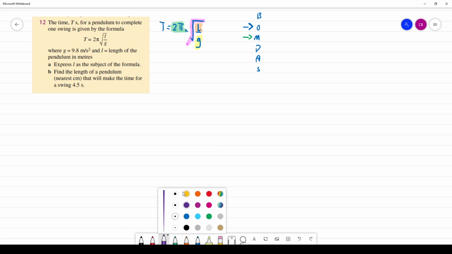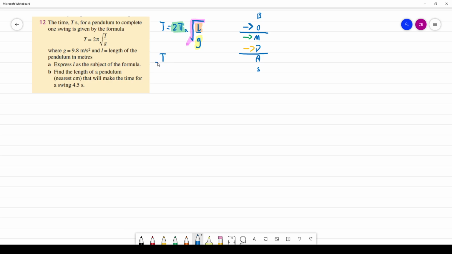This multiply and this divide are kind of on the same level. The order that you would remove them in doesn't matter. But our divide is inside of a square root, which is a higher order of operation, so we can't get rid of that divide. What we can do is get rid of the multiply first. So we can divide both sides by 2 pi. We could write T over 2 pi, and that will equal whatever is left over, which is just our square root of L over G.